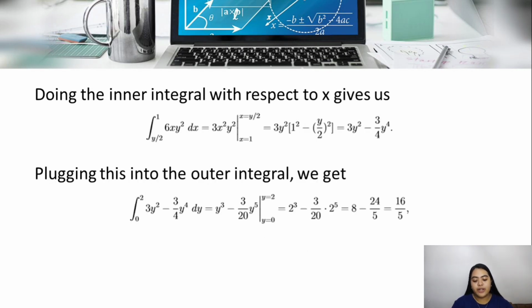Doing the inner integral with respect to x gives us the integral from y over 2 to 1 of 6xy squared dx equals 3x squared y squared evaluated from y over 2 to 1, equals 3y squared times (1 squared minus (y over 2) squared), equals 3y squared minus 3 over 4 y to the fourth.